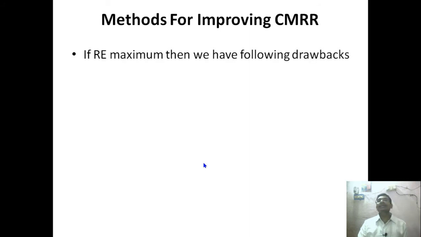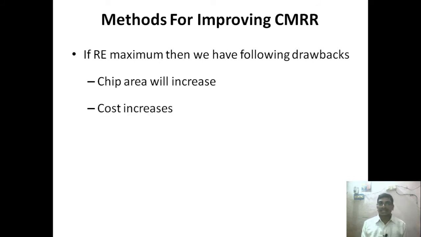If RE is taken as maximum, then we have the following drawbacks. What are they? The chip area will increase. As the RE value is large, and we are fabricating our differential amplifier and op amp in an IC configuration, the area needed for developing the chip or IC will increase to develop more resistance. Therefore the size of the IC also increases and the cost increases. In order to develop more resistance, more cost is needed.